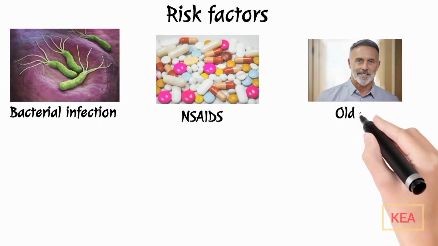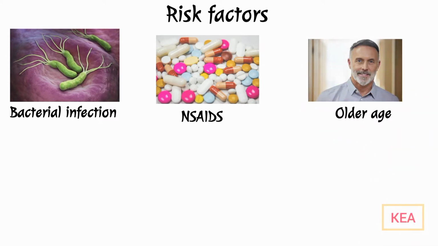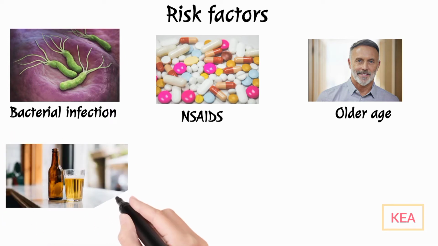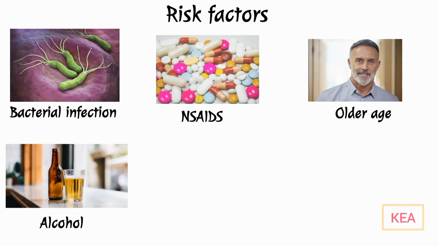Older age. Older adults have an increased risk of gastritis because the stomach lining tends to thin with age, and because older adults are more likely to have H. pylori infection, or autoimmune disorders than younger people are. Excessive alcohol use. Alcohol can irritate and erode your stomach lining, which makes your stomach more vulnerable to digestive juices. Excessive alcohol use is more likely to cause acute gastritis.